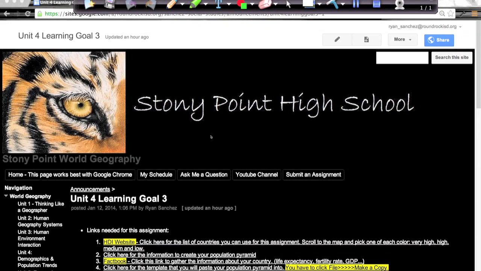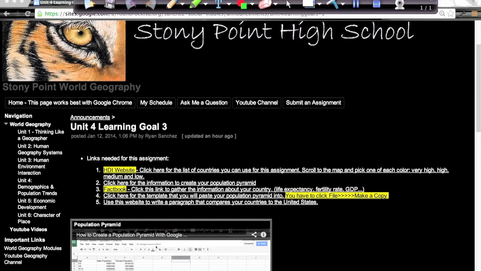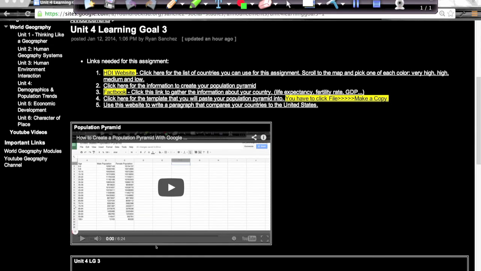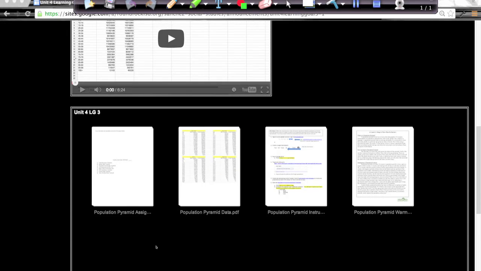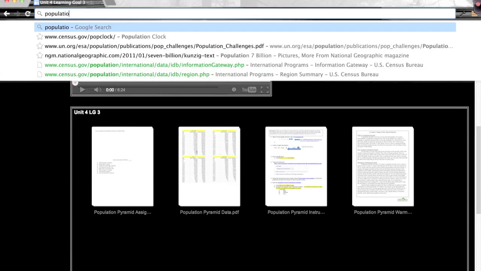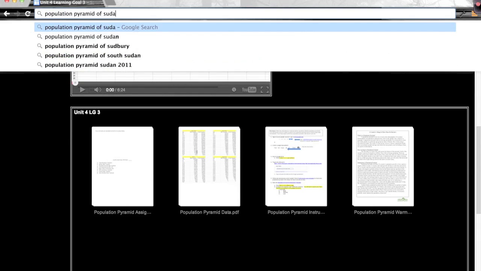Alright, so the next thing I want to talk about is largely Learning Goal 3. We're skipping over Learning Goal 2 here a little bit. Learning Goal 3, as you can see, largely deals with population pyramids. This was the assignment we did for that, and all the stuff you can gain and know just by looking at a population pyramid. So let's go ahead and look at what a population pyramid looks like. Let's look at the population of Sudan.